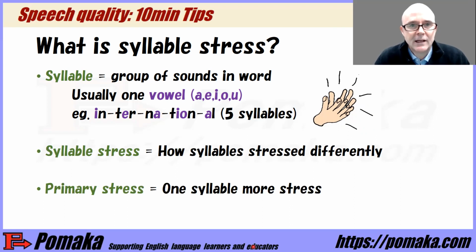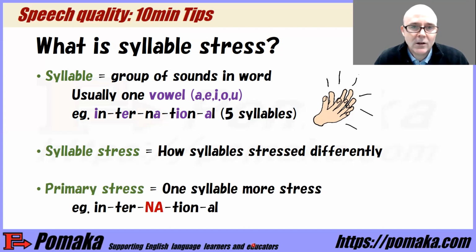In English, each word has a primary stress. This is one syllable that has more stress than the other syllables. For example, in international, the na syllable or third syllable is the primary stress. The primary stress works together with the sounds of a word to communicate its meaning. In longer speech, primary stress also helps to create the natural rhythm of English.